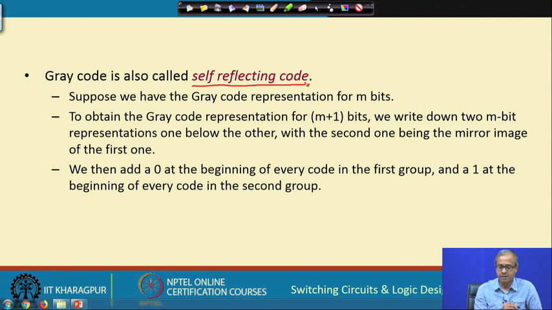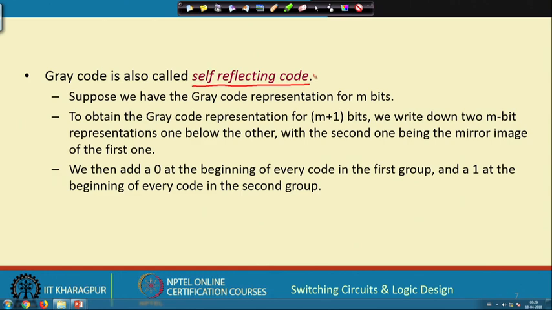Now, the idea of self reflecting code is like this. Suppose I have my gray code representation for 4 bits. Now, I want to have it extended to 5 bits. I want to have a 5 bit gray code representation. Now, from 4 bits, it is very easy to convert it into 5 bits. From 5 bits, it is very easy to convert it to 6 bits. This is the basic idea. And such codes are sometimes called self-reflecting code, for reasons that we will see.